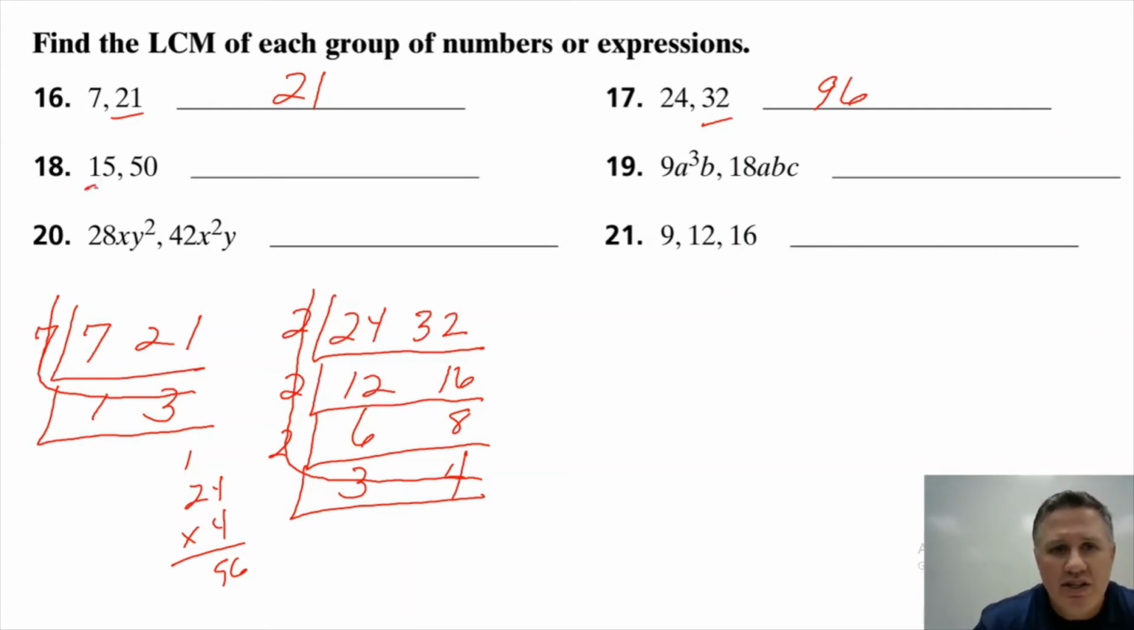All right, I'm going to do this the quick way. Can 15 go into 50? No. Double it. Can 15 go into 100? No. Can 15 go into 150 if I triple it? The answer is yes. So it would be 150.